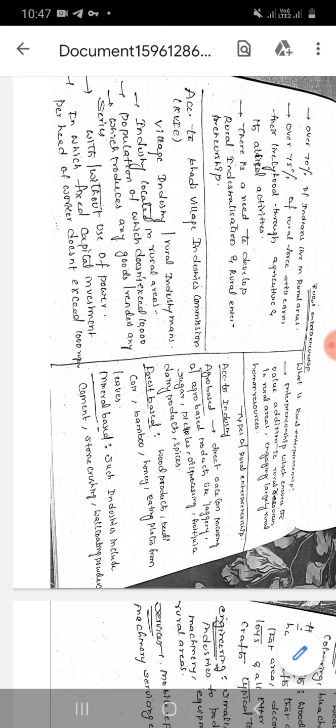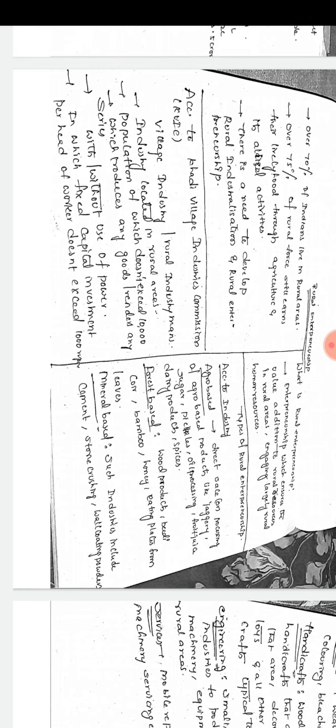So let's get started. About 70% of India's population lives in rural areas, and out of them, 75% of the rural force are still earning their livelihood through agriculture and allied activities. Even though there is scope for establishing industry and rural enterprise there, most of the people living in rural areas earn their livelihood through agriculture. So there is a necessity to develop rural industrialization and entrepreneurship there.